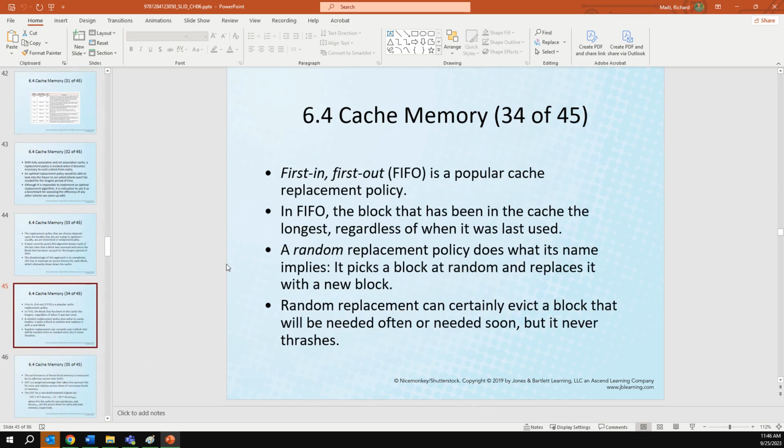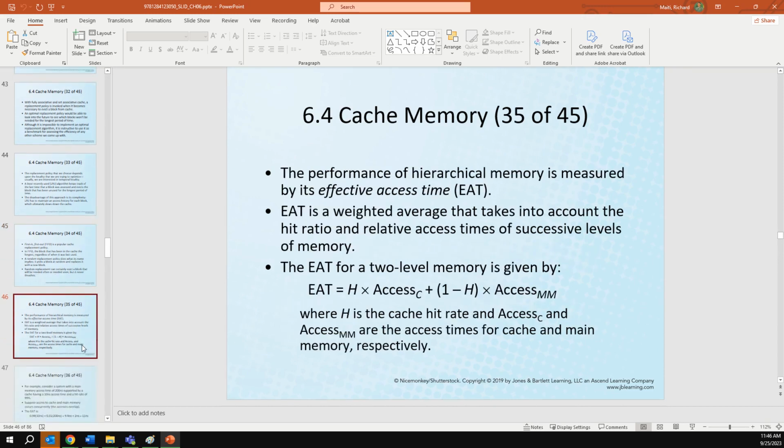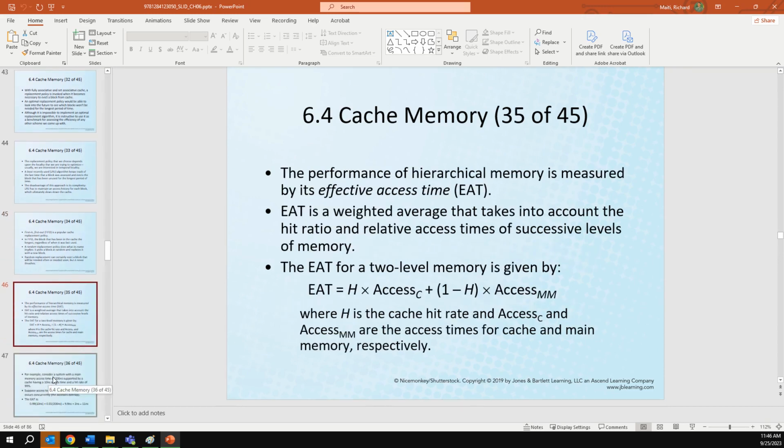First in, first out. This is a popular principle that's used. So the block that has been in the cache the longest is replaced, regardless of when it was last used. Then the random replacement policy does what its name implies. It picks a block at random and replaces it. So first in, first out, FIFO, as it's known, is one way. Then it goes into other examples that are used.